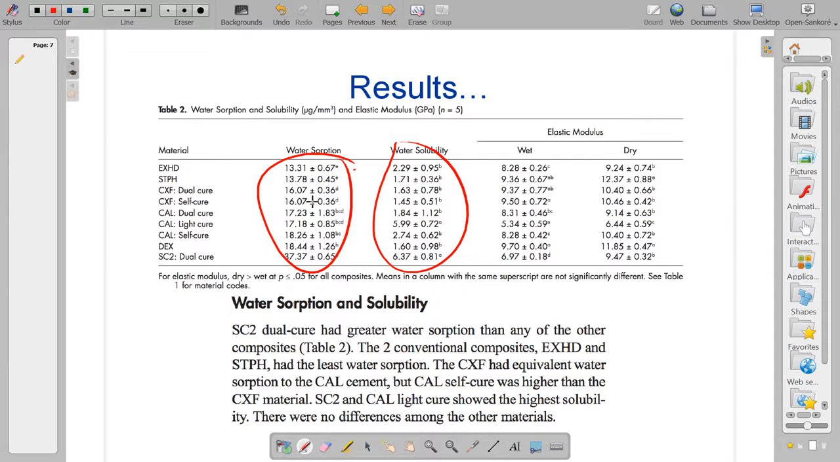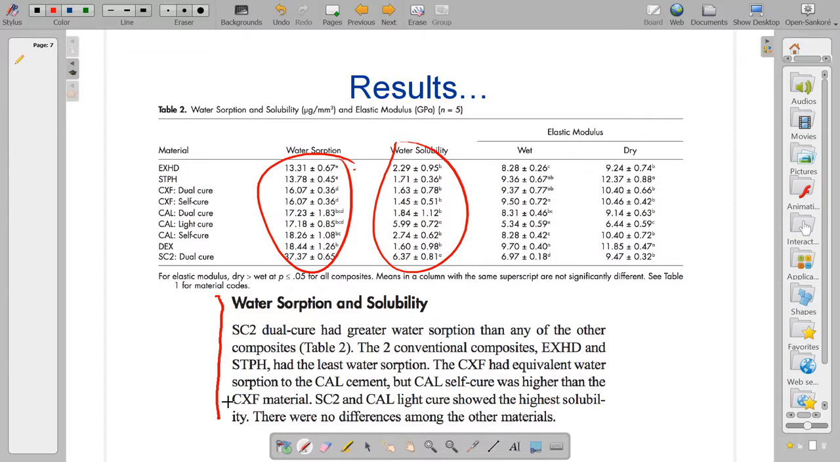And then there's some statement of results just here. So they've told us what their results show. So basically they've described the important features of that table. And this is what we should know how to do and we should understand.